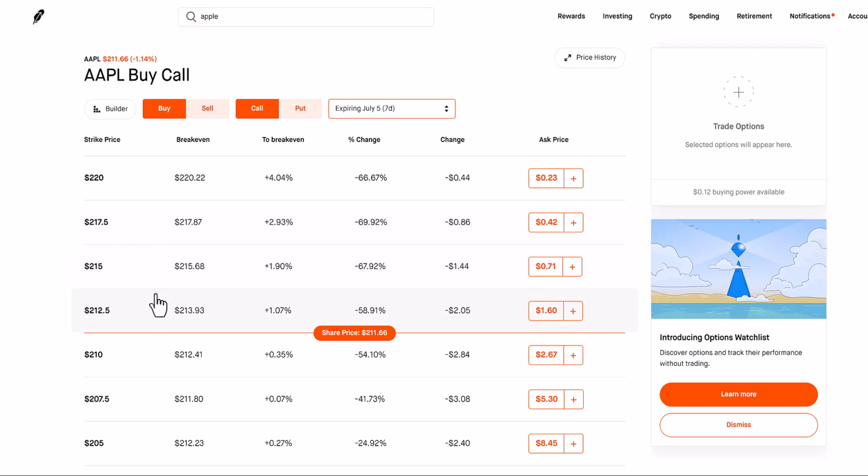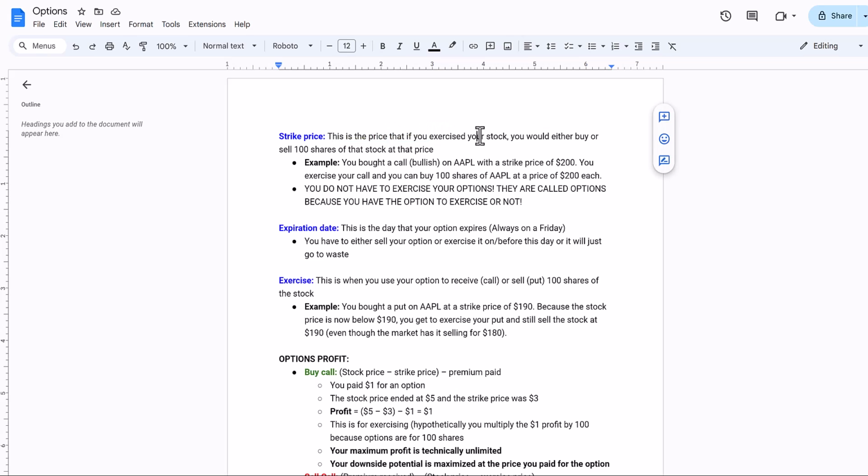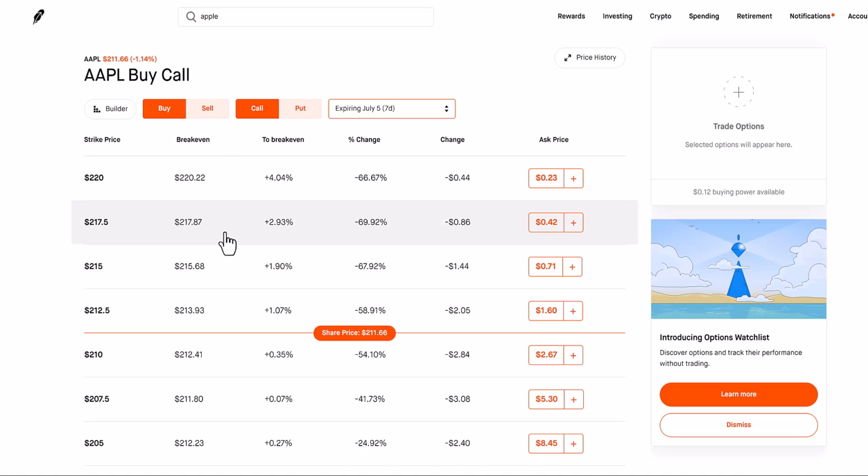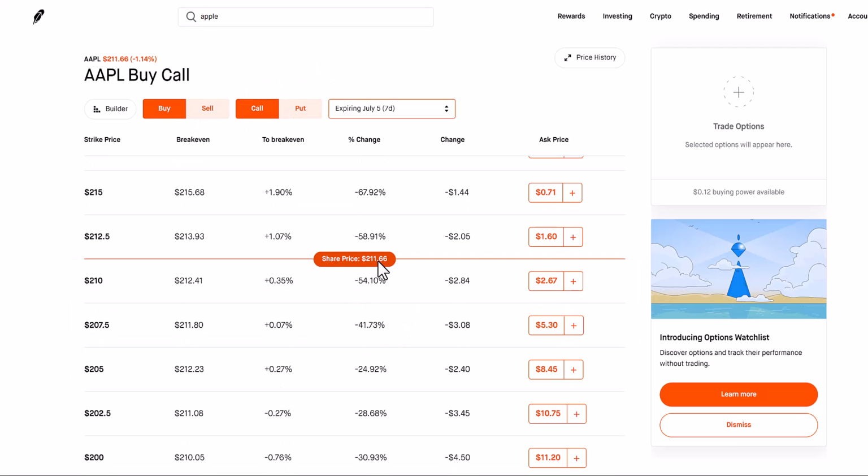The strike price. Right now, Apple trades for $211.66. The strike price is right here. This is the price that if you exercised your option, you would either buy or sell 100 shares at that price. So when you buy a call, you want the stock price to go up. Buying a call, you want it to go up. Buying a put, you want it to go down. So hypothetically, the stock price is $211.66. Let's say I bought this option at $212.50.